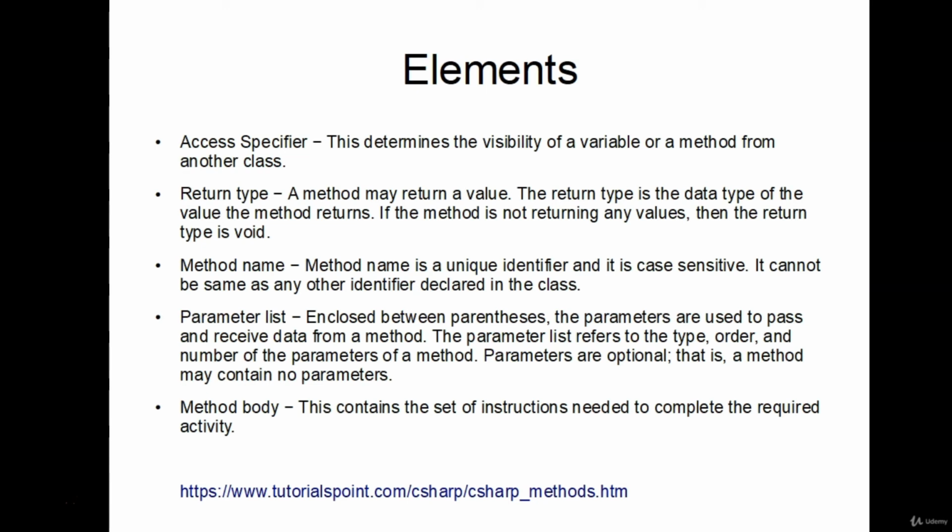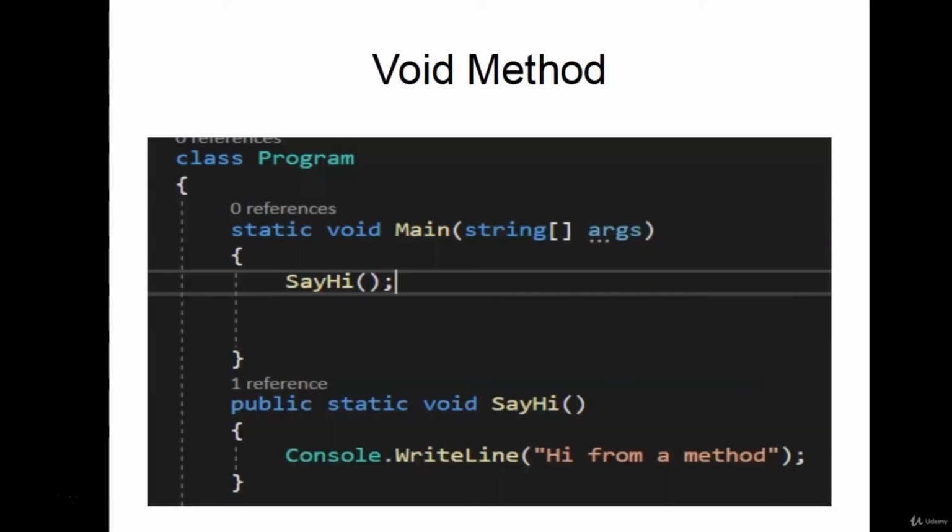The method name. The method name is going to be your unique identifier. It's going to be case sensitive. And anytime you want to call on this method to perform a task, you're going to have to call it by that name. The parameter list. The parameter list is used to pass and receive information from a method. And I think this is one of the things that are better seen than explained. So we're going to have examples coming up. And the method body is going to be the instructions or the code needed to perform a task.